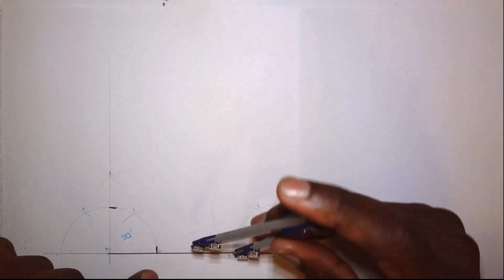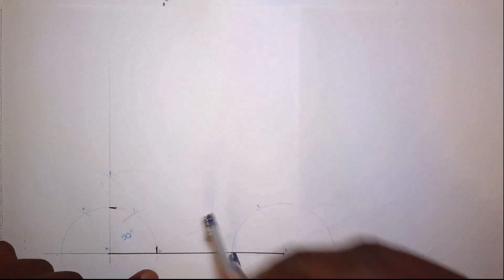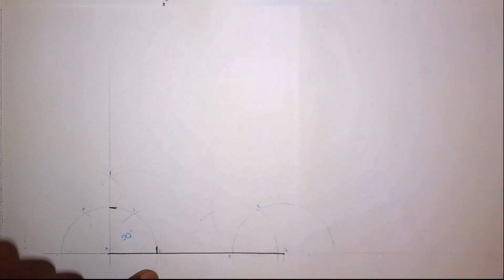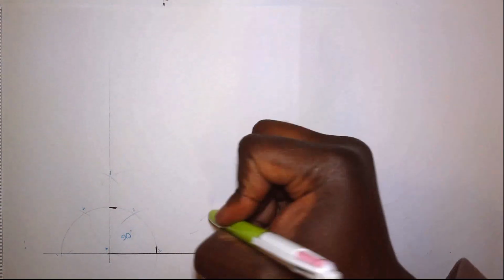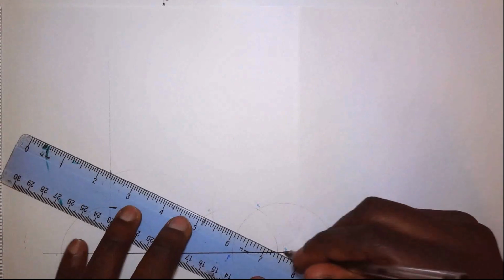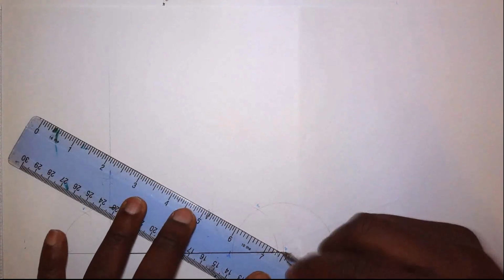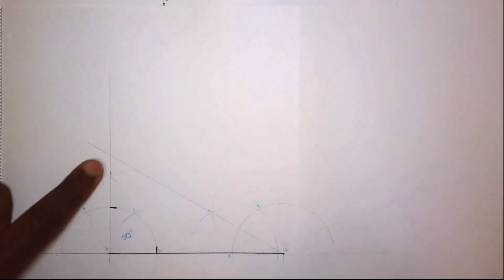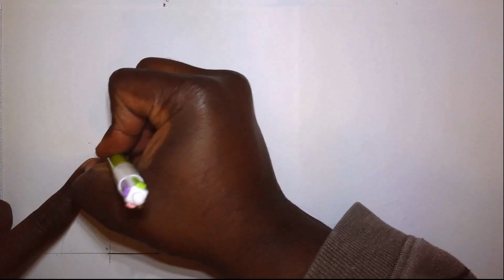Right? Stand at 7 and do likewise. Scribe an arc to intersect. Let's call the point of intersection 9. So I'm going to draw a line from B through 9, and where it cuts the 90-degree ray, that should complete the triangle. So this is where it cuts, and that completes the triangle.